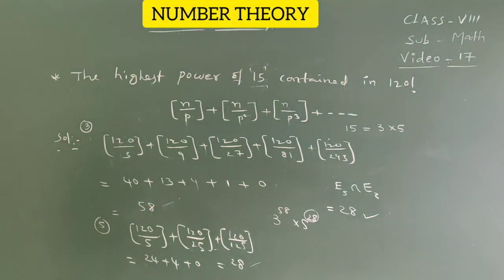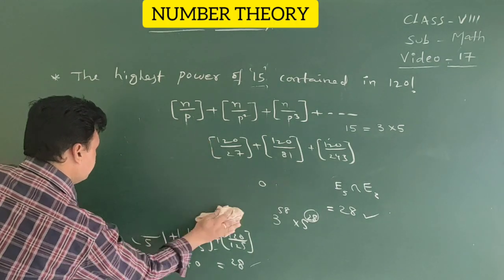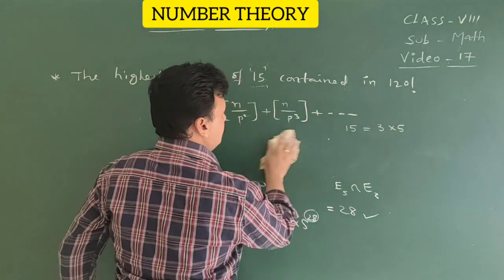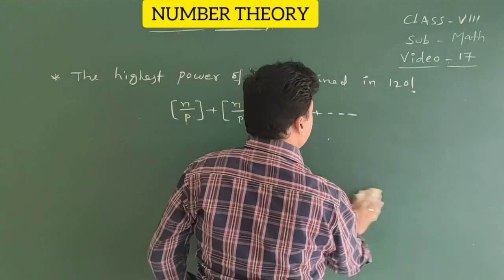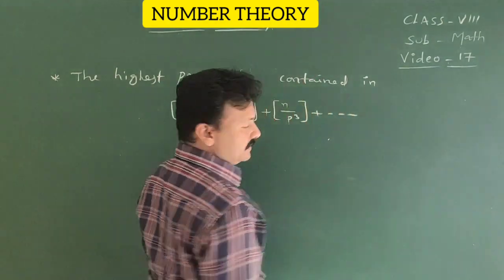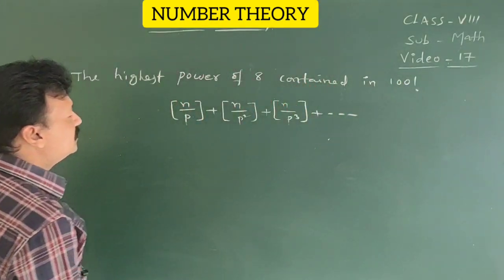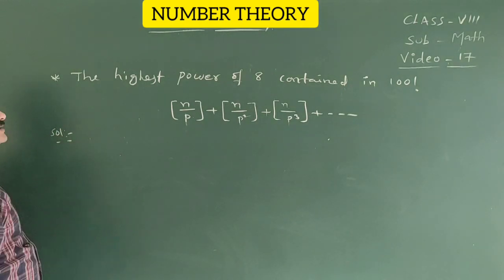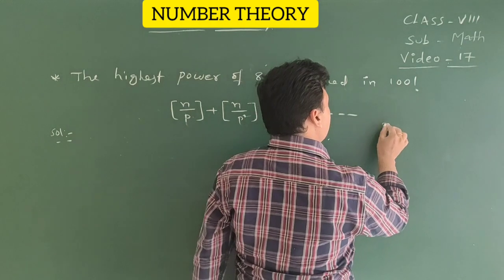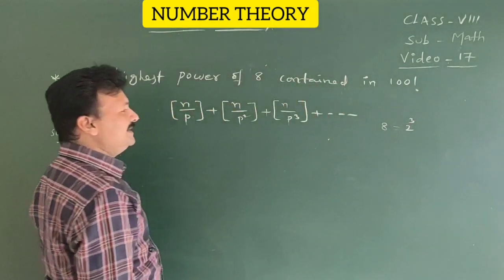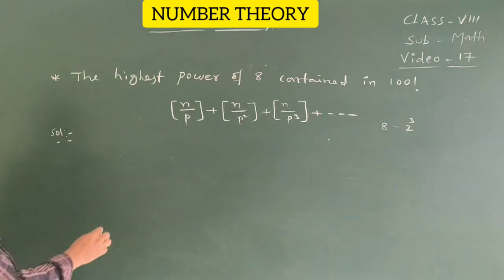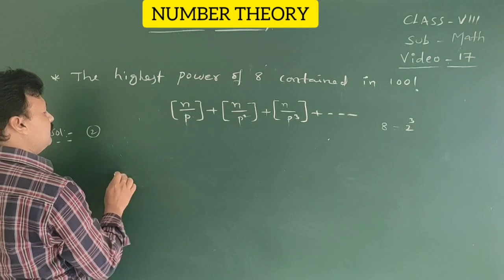In this way you can find the results. Next, another model. Highest power of 8 contained in 100 factorial. Here 8 is not a prime, but 8 can be written as 2 cube. So here we need to find the highest power of 2 contained in 100 factorial first of all.